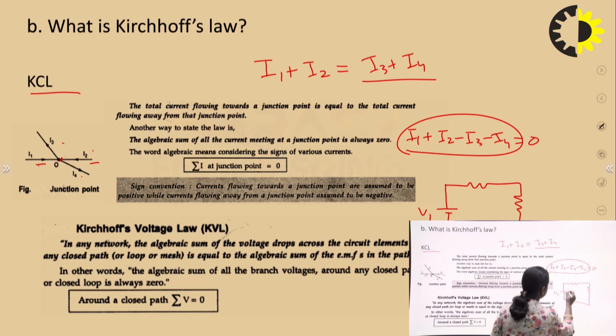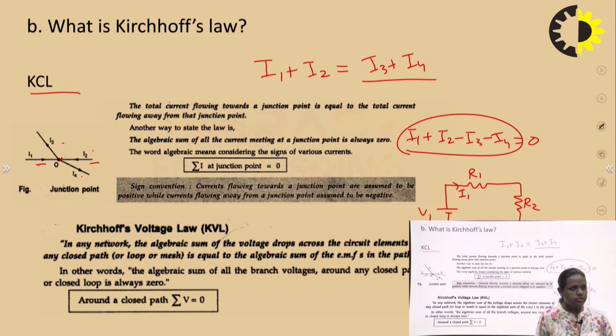This is your V1, here we have R1, R2, and this is V1. So we can say that V1 minus, if current is flowing here, I1 R1 minus I2 R2 will be equal to 0, right? So this is your KVL, which is Kirchhoff's voltage law.